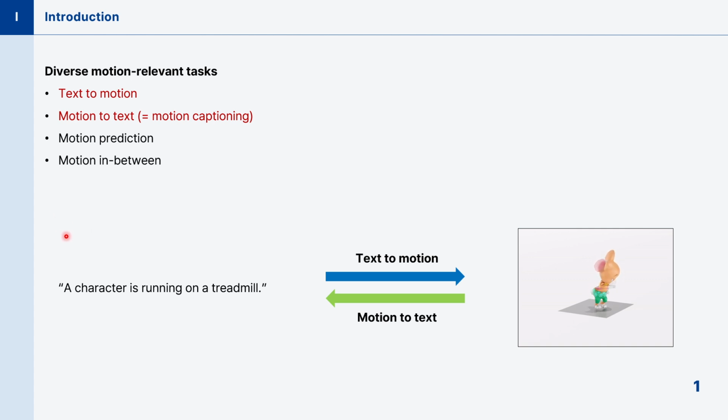To start, let's briefly discuss the types of tasks that MotionGPT aims to solve. This paper largely performed 14 different motion-relevant tasks, but I will focus on 4 major tasks. First, text-to-motion is a task of creating human motion sequence based on textual descriptions. And motion-to-text, also known as motion captioning, is a task for generating natural language descriptions for a given motion sequence.